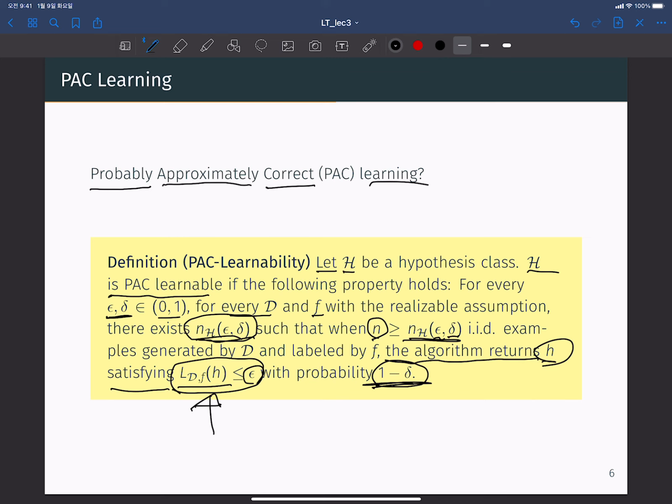So the key statement is this, and the important part of PAC learnability is the sample complexity. How many training data points do we need to guarantee such epsilon-delta PAC learnability? That is the main part of our course.